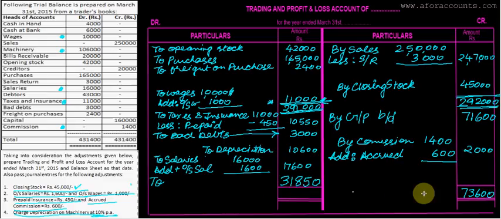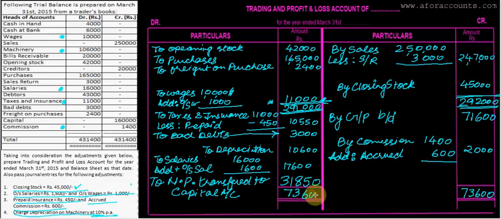So 31,850 is my net profit. This is the balancing figure. From 73,600 you subtract all these expenses. After subtracting all the expenses, what I get is net profit. So to net profit, what will I do with this net profit? I will add this net profit to my capital only, correct? To net profit transferred to capital account. Okay, just put the total 73,600.